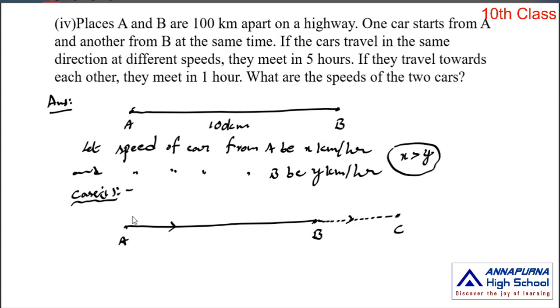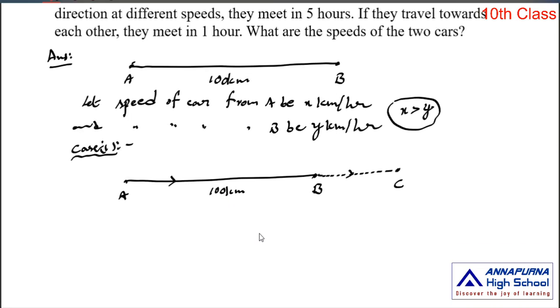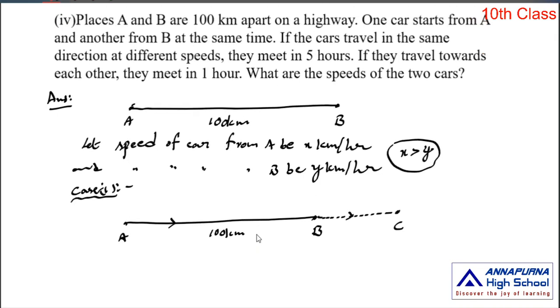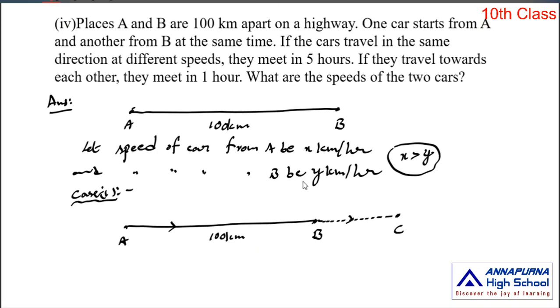That means to travel A to C it takes 5 hours, and to travel B to C the car takes 5 hours, and the distance between the two places is 100 kilometers. Now from these quantities, first we calculate the distance traveled by the first car from A and the distance traveled by the second car from B. Why? Because we already know the speeds of the two cars and the traveling times to reach C.